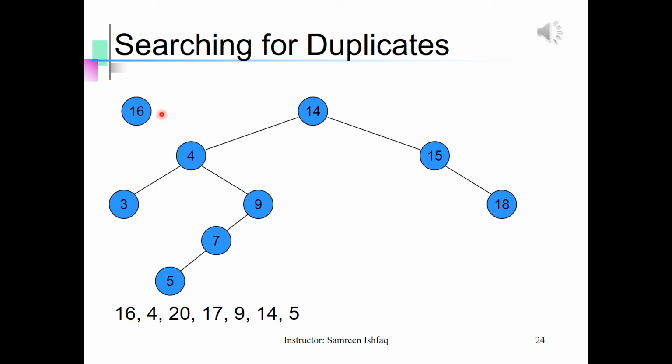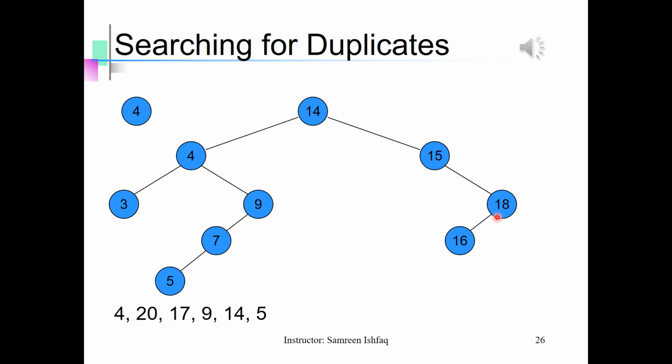The next element is 16. We are going to compare 16 with root node 14. 16 is greater than 14. We will compare it with 15. 16 is greater than 15. We will compare it with 18. 16 is less than 18 and the left subtree of 18 is empty. So 16 will become the left child of node 18.